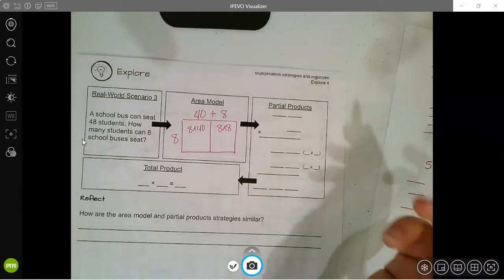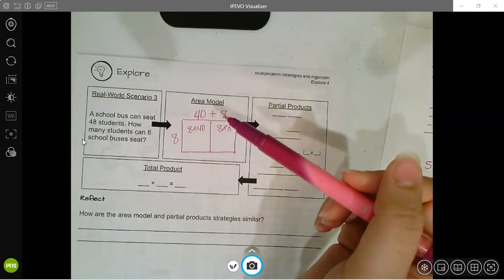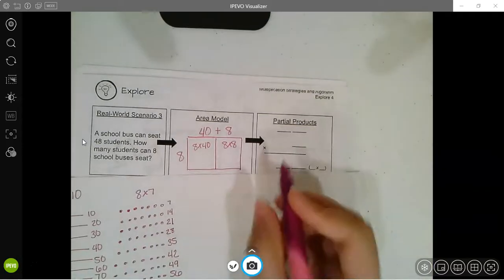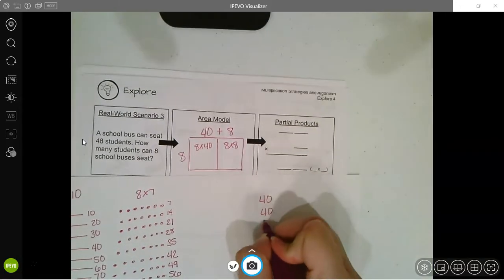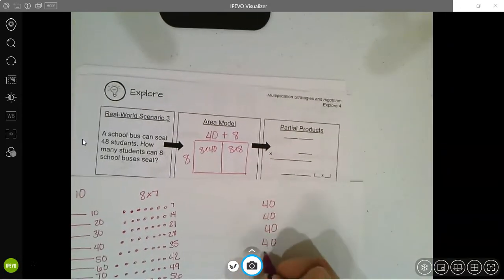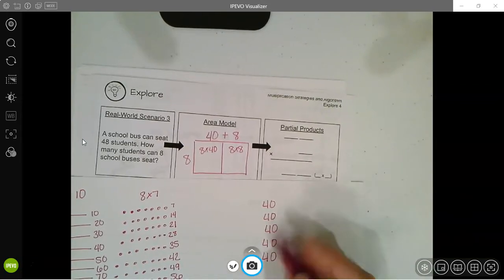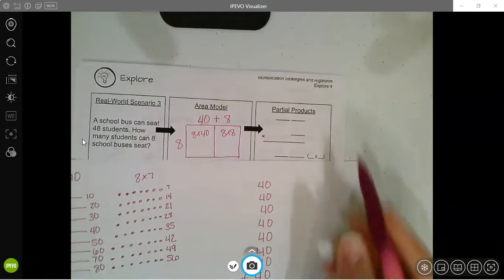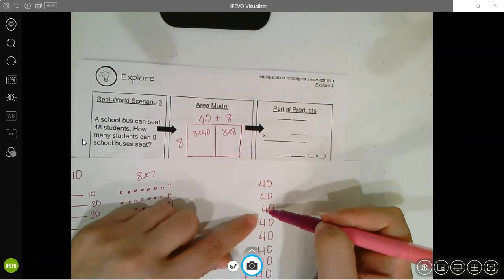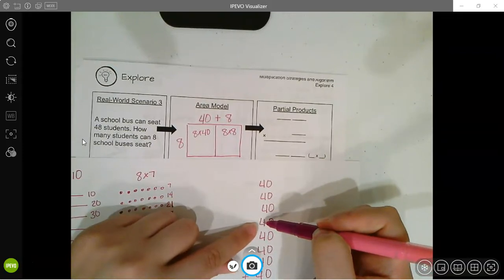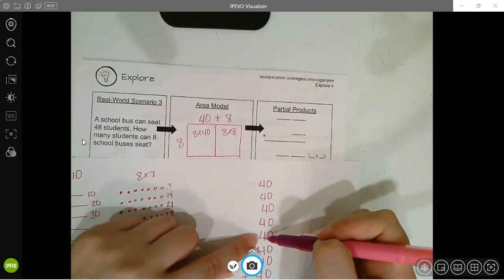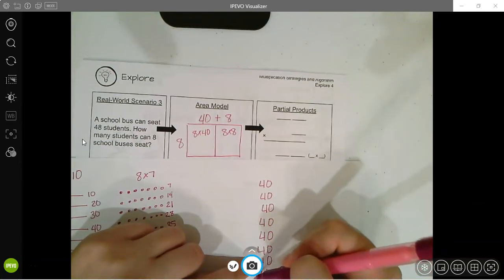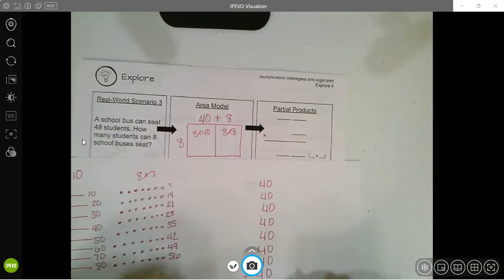Okay, so if I have 8 times 40, that means I'm going to add 40 eight times. So I can do 40 plus 40 plus 40 plus 40 plus 40, 1, 2, 3, 4, 5, 6, and so on. 4, 8, 12, 16, 20, 24, 28, 32. So 320.